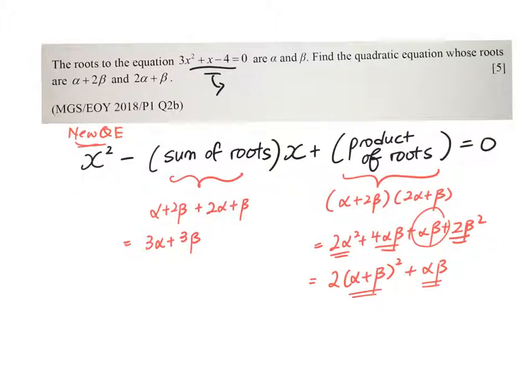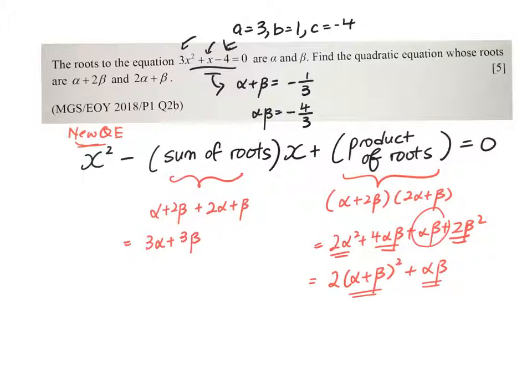Then what is alpha plus beta? Alpha plus beta is equal to negative b over a. In this case, we first have to recognize the constants: a equals 3, b equals 1, c equals minus 4. So alpha plus beta is equal to negative 1 over 3, and alpha beta is c over a, which is negative 4 over 3.